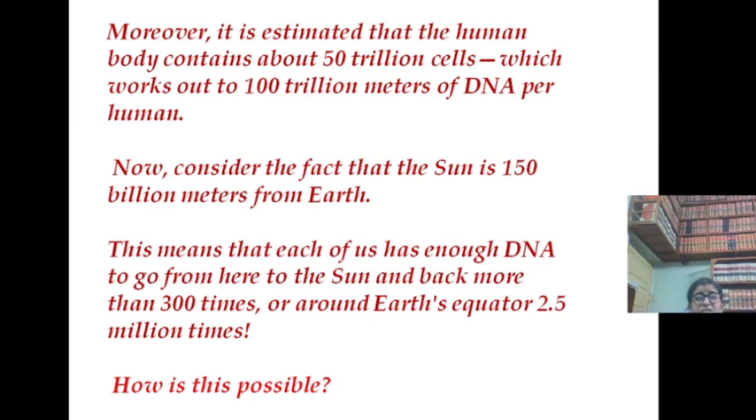100 trillion meters. Now consider the fact the sun is 150 billion meters from the earth. So what can you do with your DNA? You can go from here to the sun and back more than 300 times, or around the Earth's equator 2.5 million times. This is the amount of DNA you have in your body.